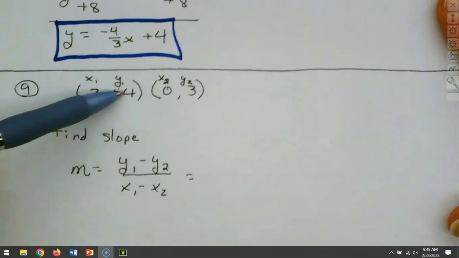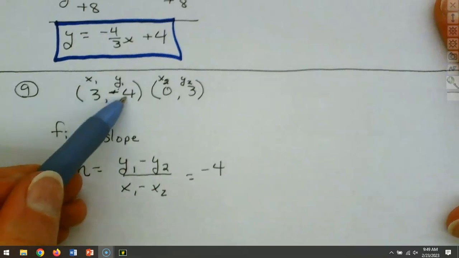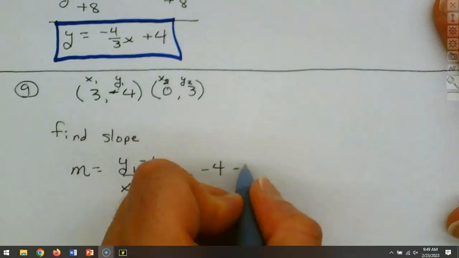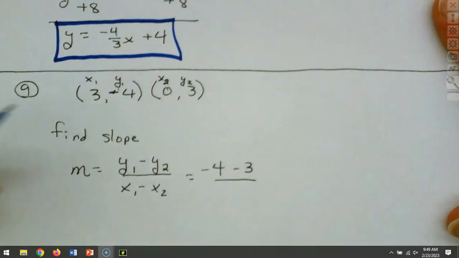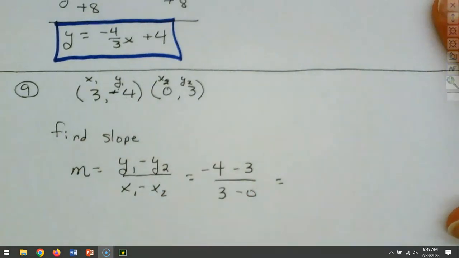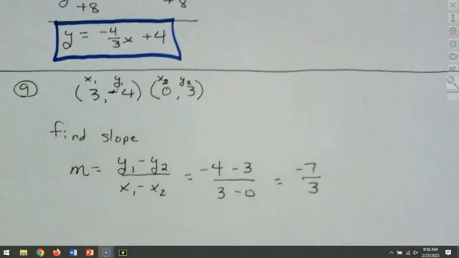So we need y1. What's y1? -4. Not the 3, right? We need the y component. Minus y2, which is that 3, over 3 minus 0. And then we put them together, and that's going to make it then -7/3. Is everyone okay with how I did that? Now that's our slope, right?